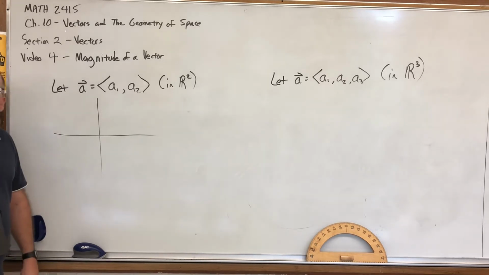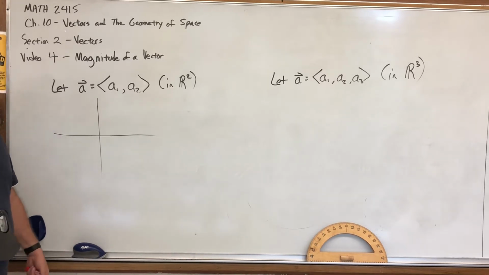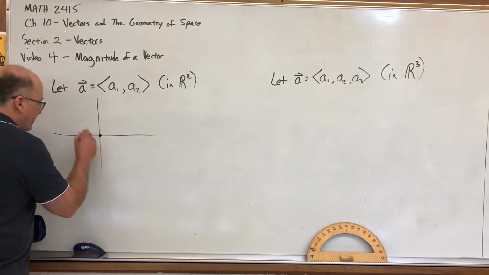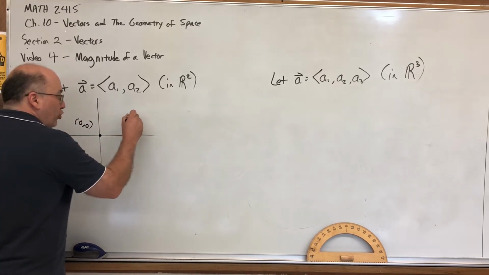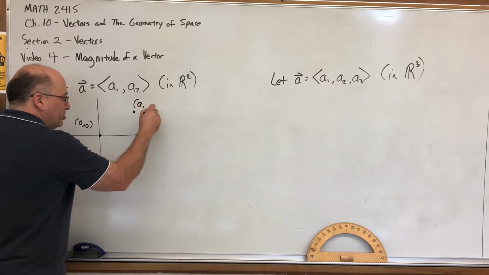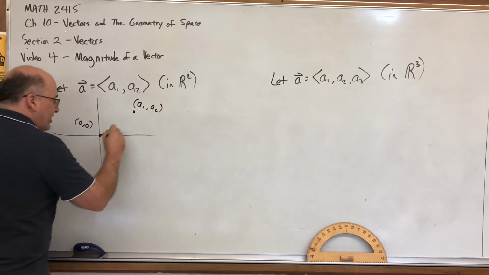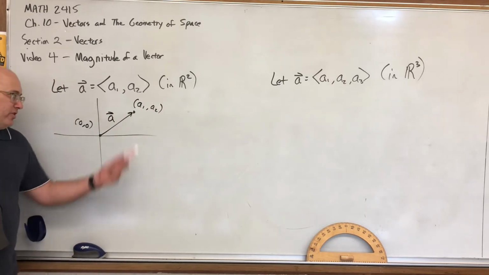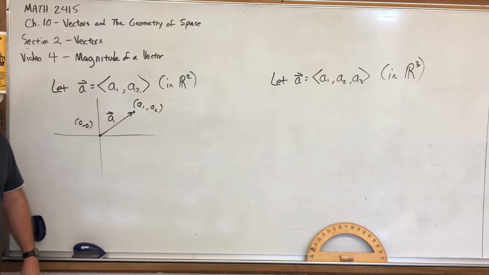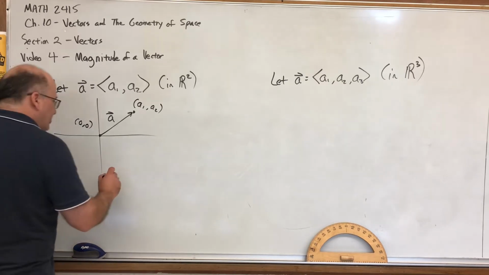So what's the most convenient initial point when we can choose one? The origin. If we take the origin at 0, 0, and then locate the ordered pair A1, A2, then vector A would be the vector whose initial point is the origin and the terminal point is A1, A2. Then we can simply apply the distance formula.